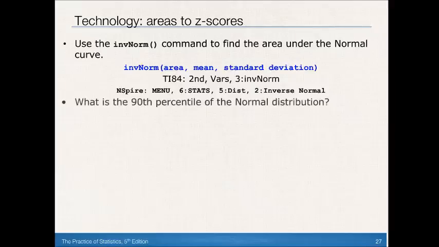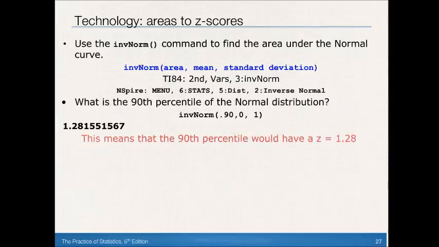So the question we're going to do is, what is the 90th percentile of the normal distribution? Because it says normal distribution, we know that the mean is 0 and the standard deviation is 1. So we simply put in these 3 parameters this time. And this calculates the z-score, and then you make a statement. This means that the 90th percentile would have a z-score of 1.28. So that's pretty straightforward, huh?